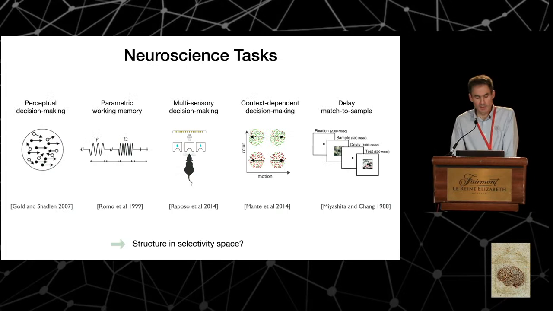Okay, so what we did is we considered a series of classical systems neuroscience tasks, starting from perceptual decision-making and going to parametric working memory, multi-sensory decision-making, so this is the task that Anne Churchland's lab looked at, context-dependent decision-making that I already introduced, and then delayed match to sample. For each task, we trained a bunch of recurrent neural networks to perform the task. And then the first question we ask is whether these networks show any structure in the selectivity, based on the metrics that I had just introduced, this idea of functional cell classes in the selectivity space.